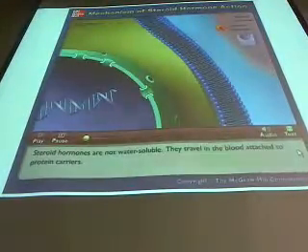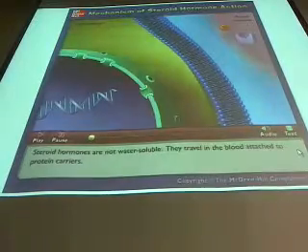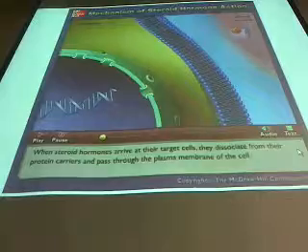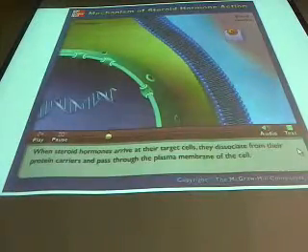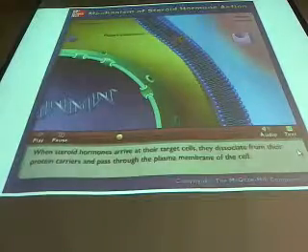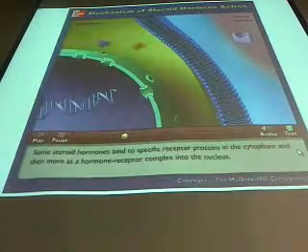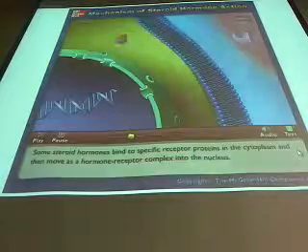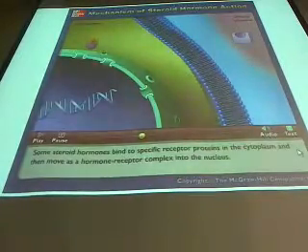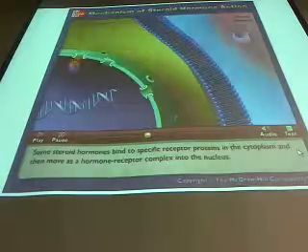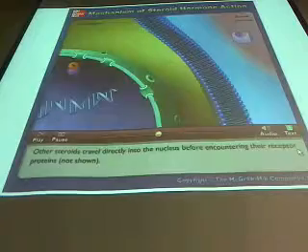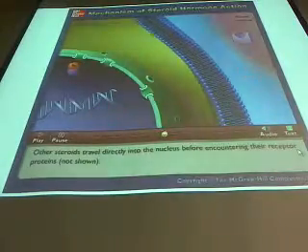Steroid hormones are not water-soluble. They travel in the blood attached to protein carriers. When steroid hormones arrive at their target cells, they dissociate from their protein carriers and pass through the plasma membrane of the cell. Some steroid hormones bind to specific receptor proteins in the cytoplasm and then move as a hormone receptor complex into the nucleus. Other steroids travel directly into the nucleus before encountering their receptor proteins, not shown.